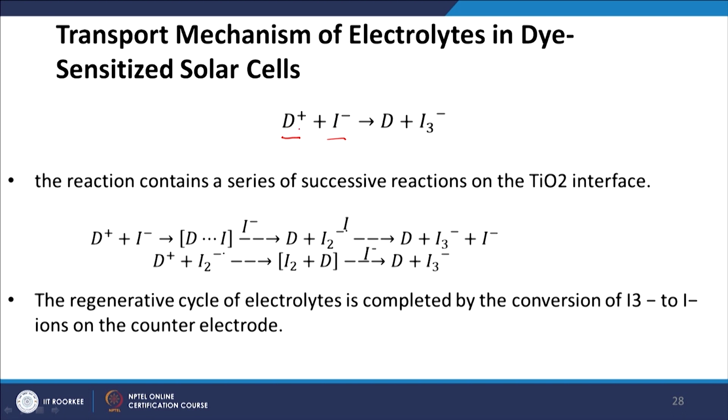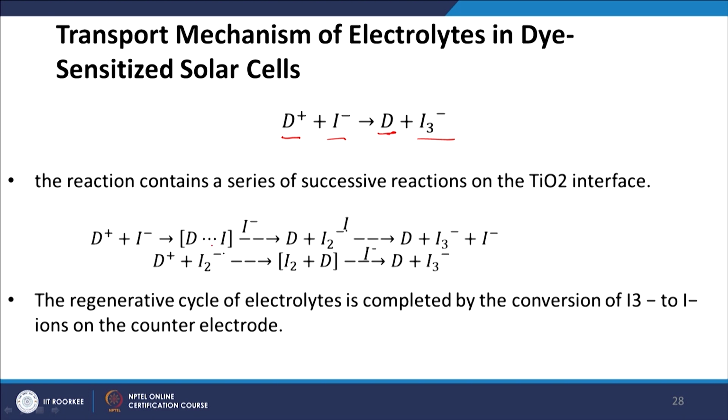So, it becomes neutralized and it becomes now the only D, and the iodine now has donated its electron to the dye. So, it is becoming more negative, so I3 minus. The reaction contains a series of successive reactions on the TiO2 interface.